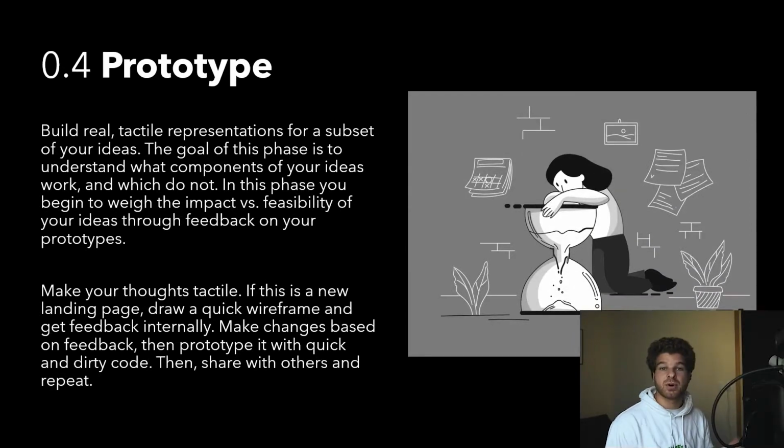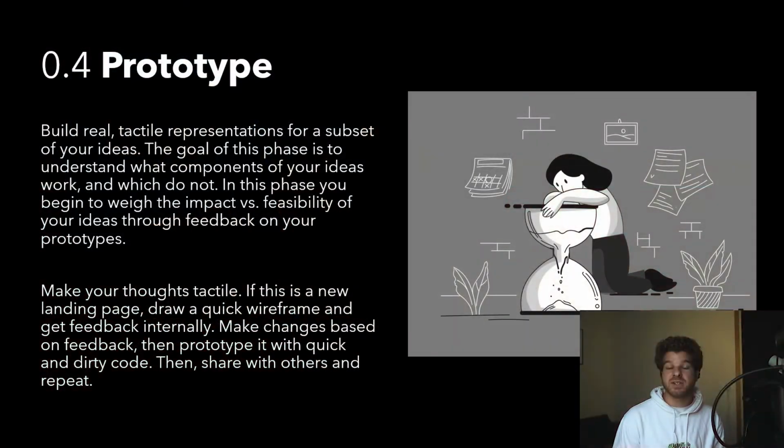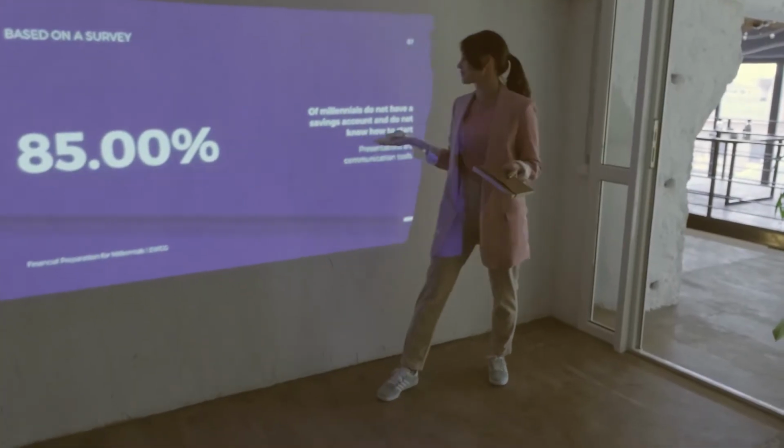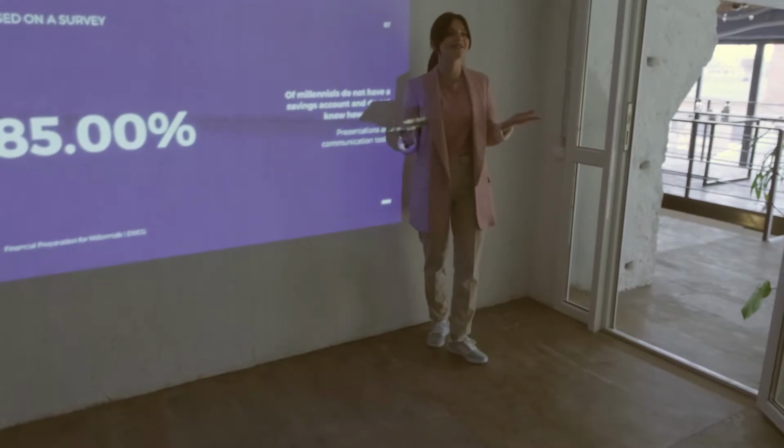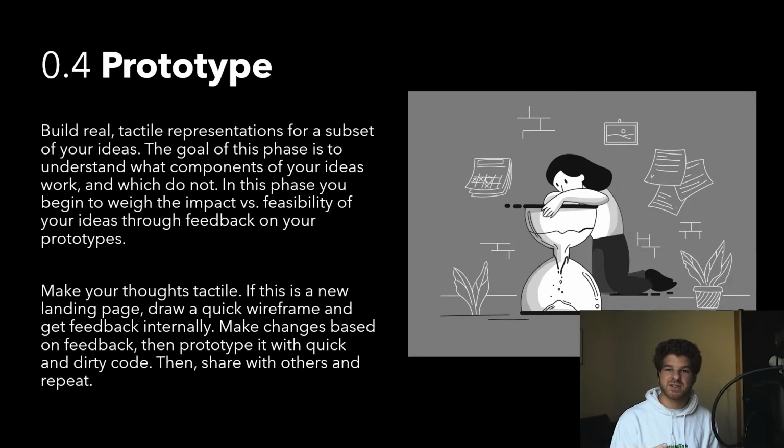Phase 4, prototyping. In this phase, you should build real tactile representations of parts or your complete product. The goal of this phase is to understand which parts work and which parts don't. In this phase, you decide which features you want to continue with and which features you want to drop, depending on how feasible they are in real life, meaning could they actually be implemented or not. Besides this, you also want to look at the impact a feature has on the product. Does it make the product better than before? Keep it. Does it make the product worse than before? Remove it. Speed often really is the key, so you should make your thoughts tactile in a quick way.